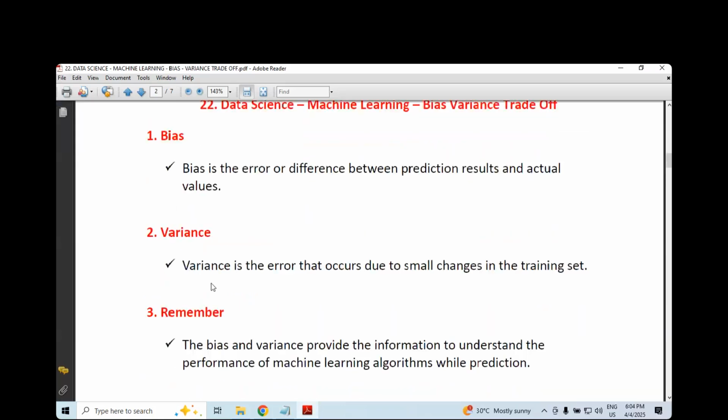What is variance? Variance is the error that occurs due to small change in the training data set. Come on, one more time. Variance is the error that occurs due to small change in the training data set. It's not like every time, sometimes. Imagine, go to my father example. My father was ready to start training. He collected 100 images, 70-30 ratio. He took 70 images with the left hand and started giving training.